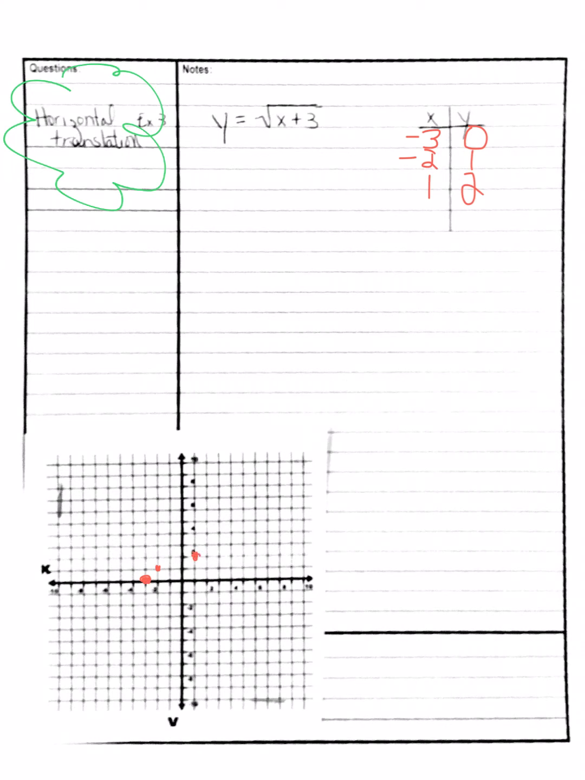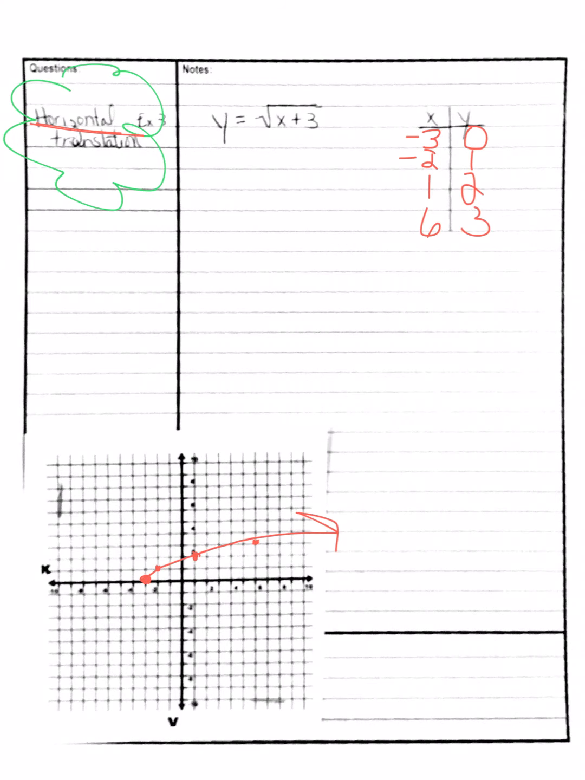My next perfect square would be 9, so 6 plus 3. So I'm going to put a 6 in. 6 plus 3 equals 9. The square root of 9 is 3. So I'm going to go over 6 and go up 3. And so you can see the graph is very similar here. The only difference is it was translated horizontally, so it was moved along the x-axis.